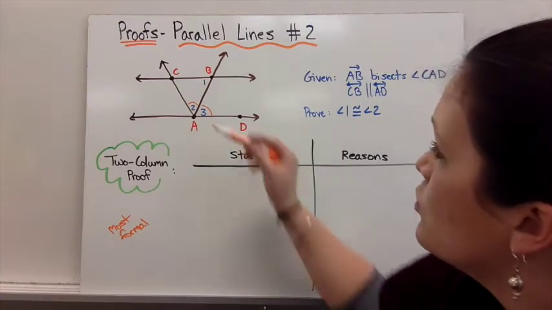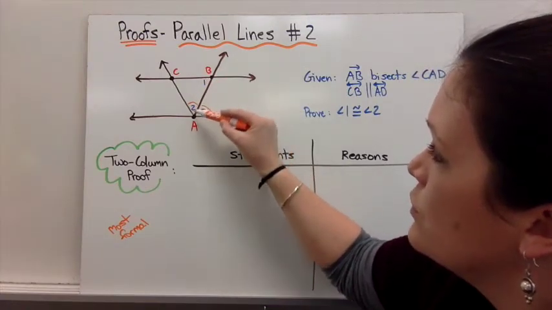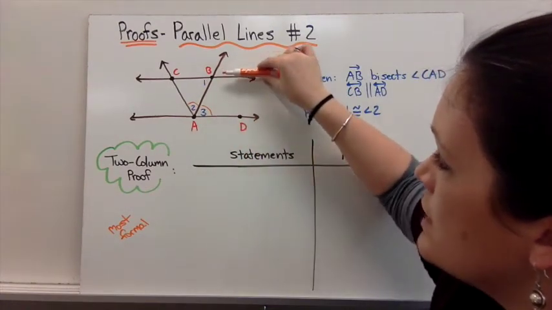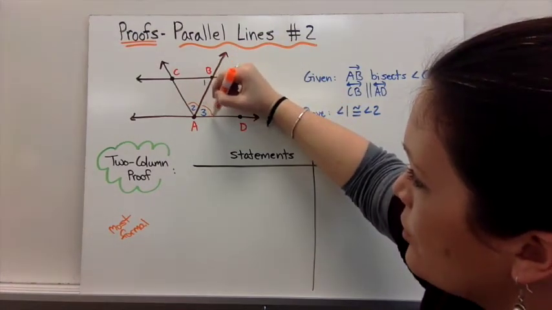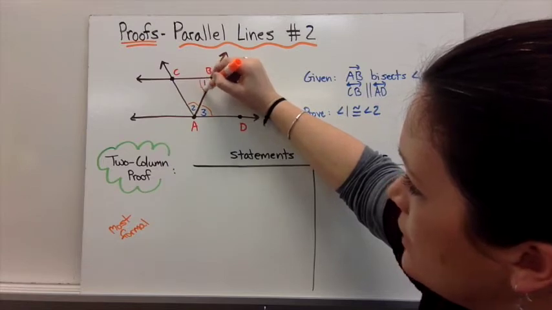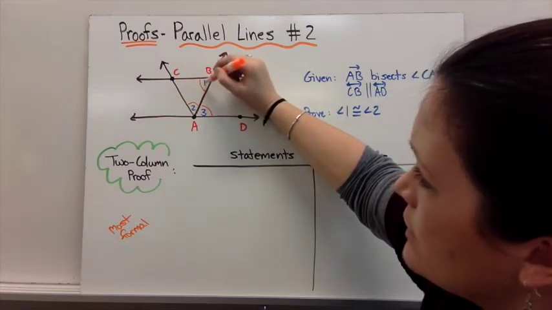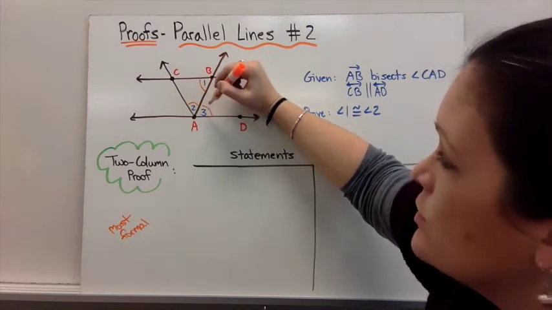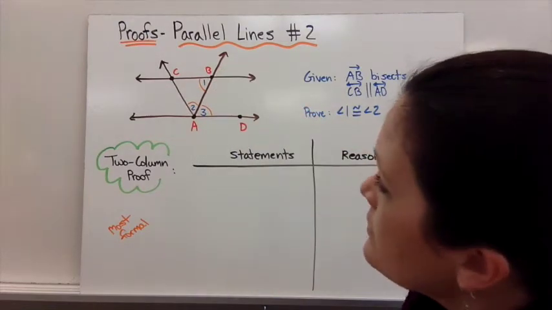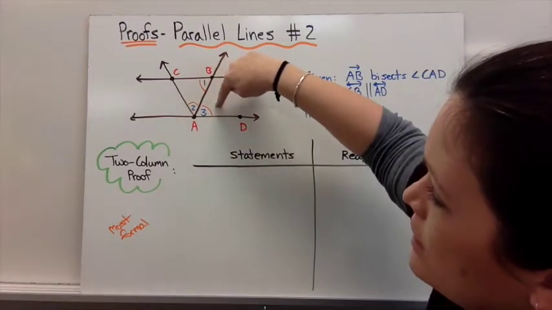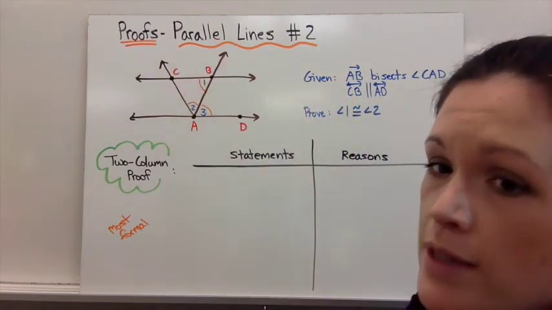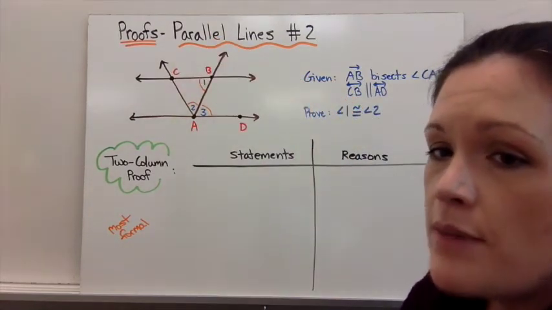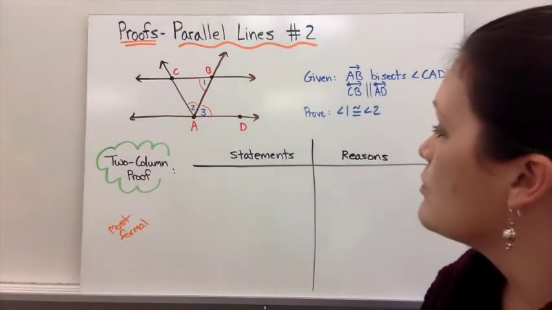I'm trying to prove angle 1 is congruent to angle 2. And if I know these two lines are parallel, then I know that angle 3 and angle 1 are alternate interior angles to one another. So therefore, if 2 is congruent to 3, and 3 is congruent to 1, then 1 must be congruent to 2 by the transitive property. So now we just need to map all that out in our formal 2-column proof.